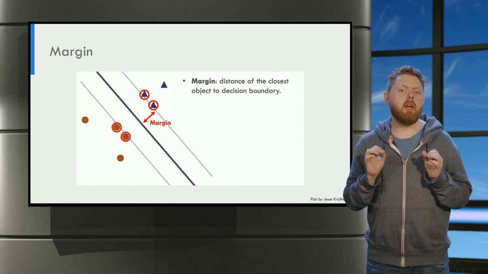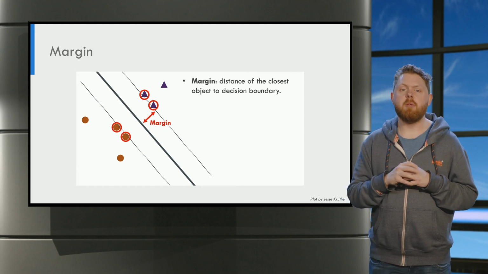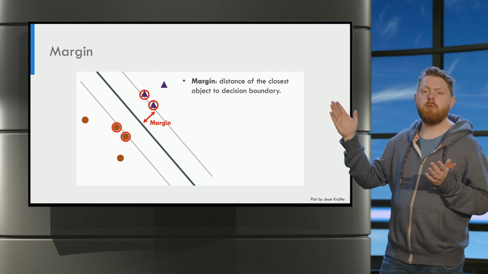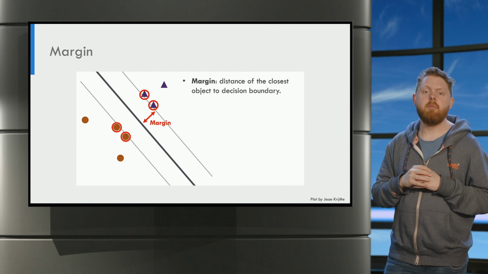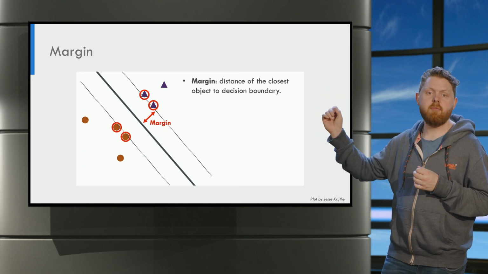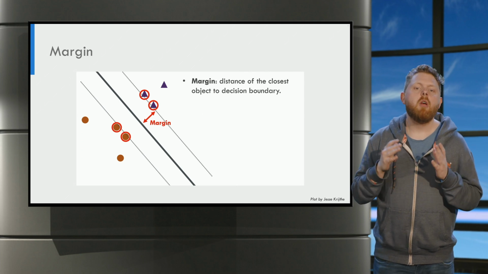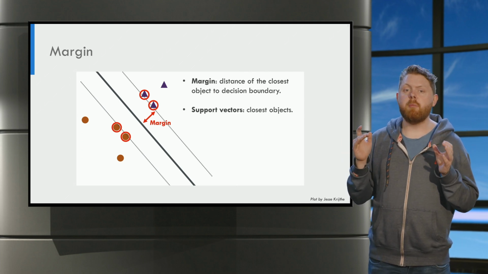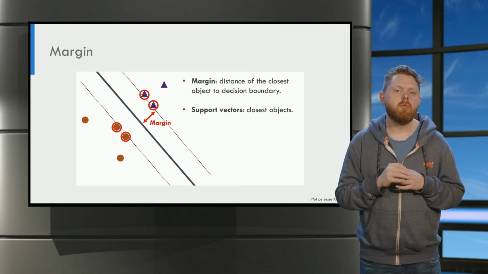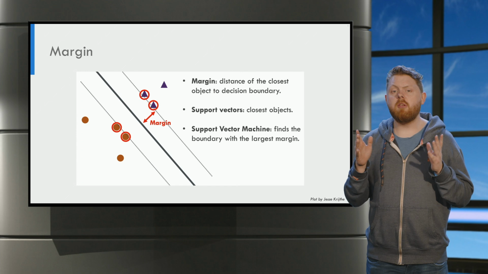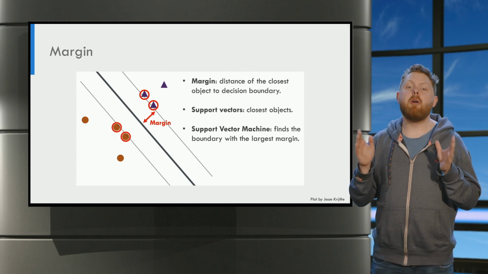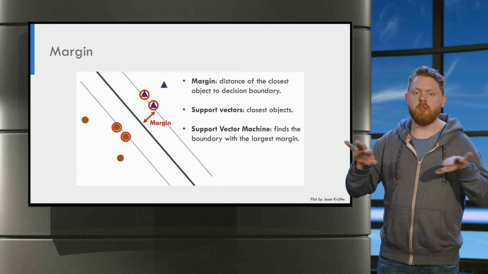This is closely related to the concept called margin. The margin is the distance from the closest point to the boundary. This distance here is indicated on the slide. The objects that are closest to the boundary are called support vectors. So what is the support vector machine going to do? It will find a boundary that has the largest margin.